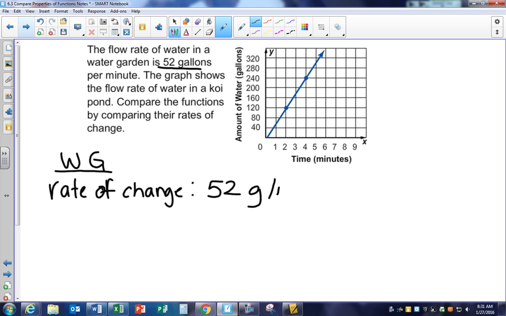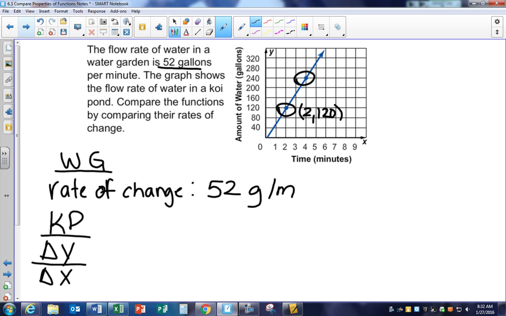Gallons per minute. So now we have to find the rate of change for our koi pond. First we find the change, and that's the triangle, change in y over change in x. We're going to use the 2 points that are labeled on our graph, and we're going to write their ordered pairs out. So this would be (2, 120), and when we follow this up, we get (4, 240).